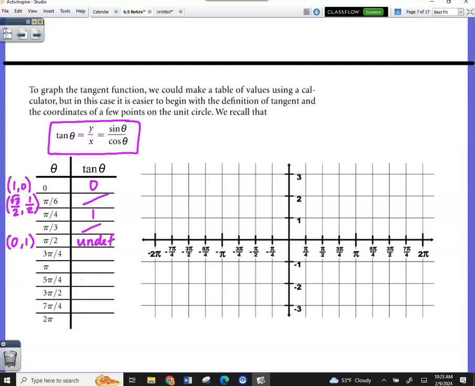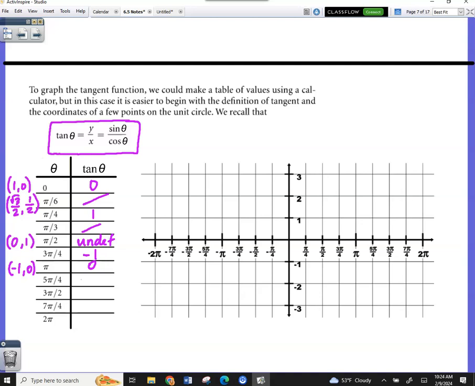3 pi over 4, that's an increment of 1/4. That means that the x and y values match. We just have to watch our signs. You get -1. Pi is out there at 180, so that's -1, 0. So if I divide y over x, what do I get? 0. I get 0. Right?